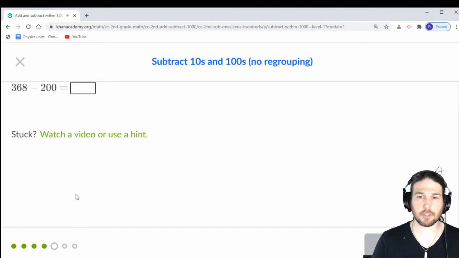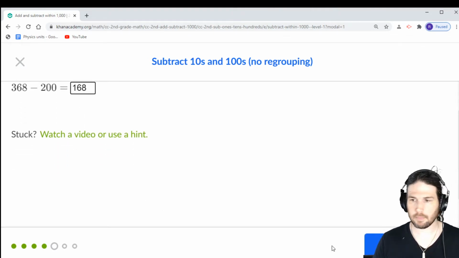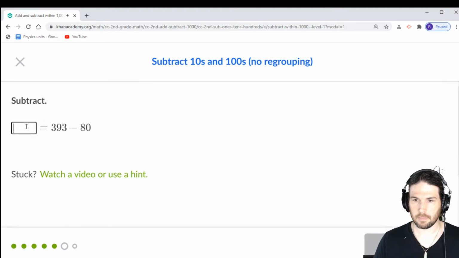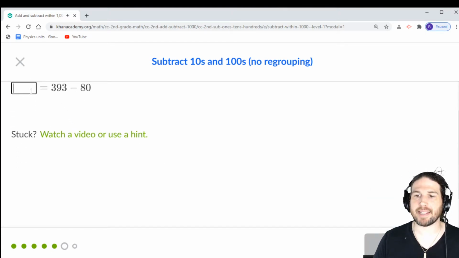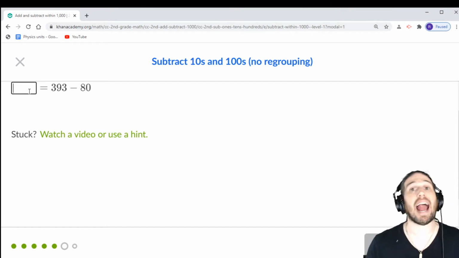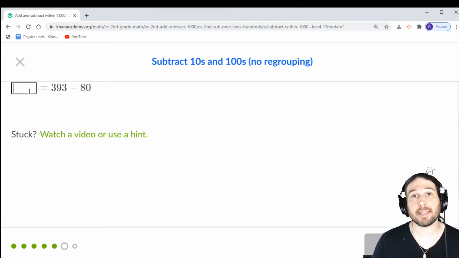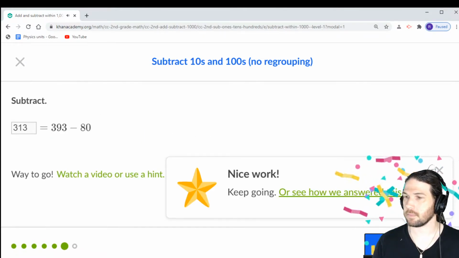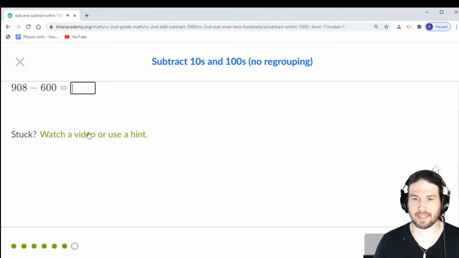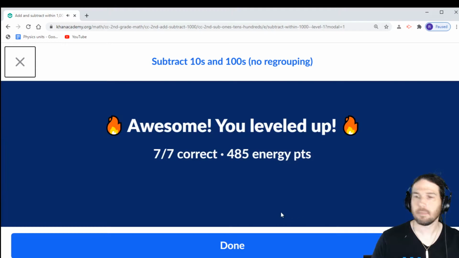368 minus 200 is 168. 393 minus 80. Again, the only thing we're actually subtracting is the tens place. 90 minus 80 is 10, so we end up with 313. 908 minus 600 is 308, and that's that.